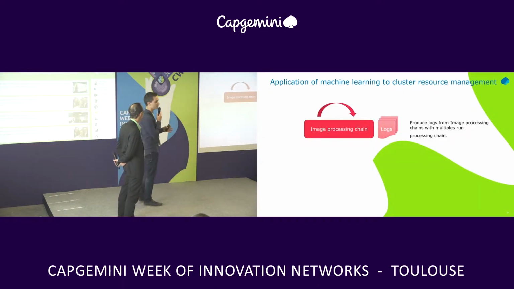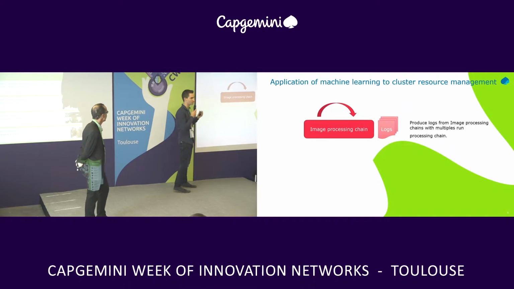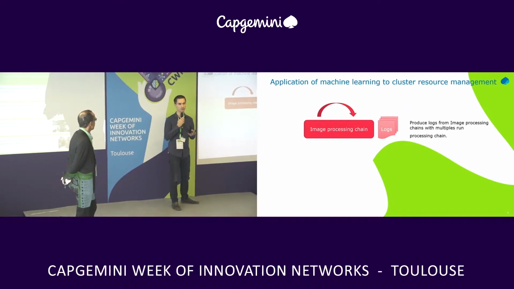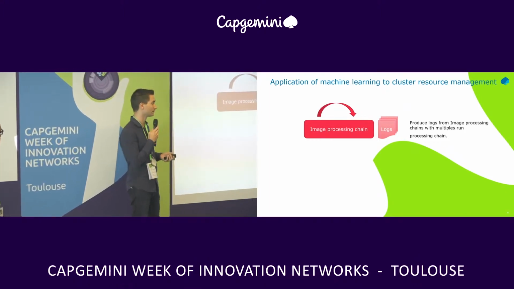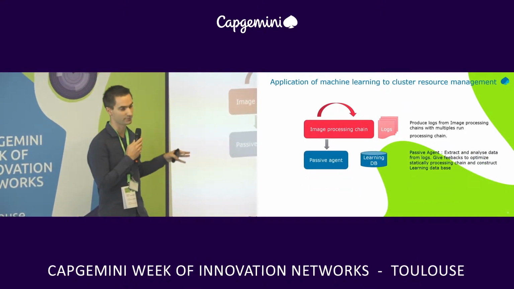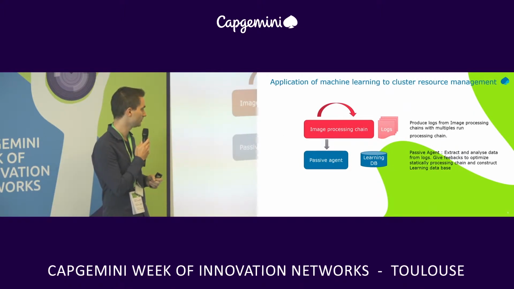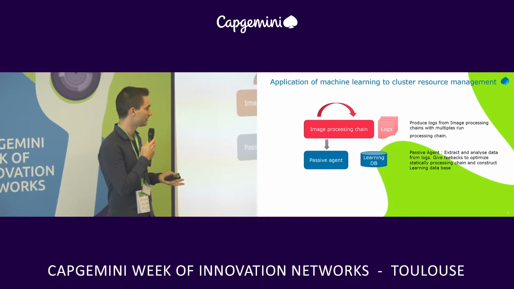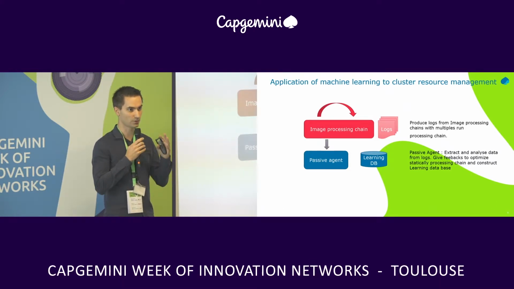So Luis introduced 2 agents. How does it work with the image processing chain? So basically, we have an image processing chain which produces logs. Logs are data. We need data to do something with machine learning. So the first step is to collect the logs, so run the image processing chain multiple times. And the passive agent, based on statistical analysis and data extraction, could say if the job is correctly fitted.